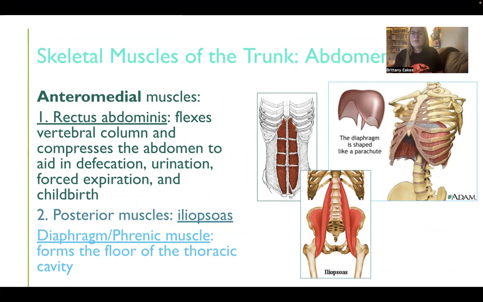Now let's talk about anteromedial muscles, which are medial towards the midline. We have the rectus abdominis, which will flex the vertebral column, compress the abdomen to aid in defecation, urination, forced expiration, and childbirth. Then we have the posterior muscles, which are the iliopsoas, and the diaphragm or the phrenic muscle, which is a parachute-shaped muscle that forms the floor of the thoracic cavity. It's going to separate the thoracic cavity from the abdominopelvic cavity.